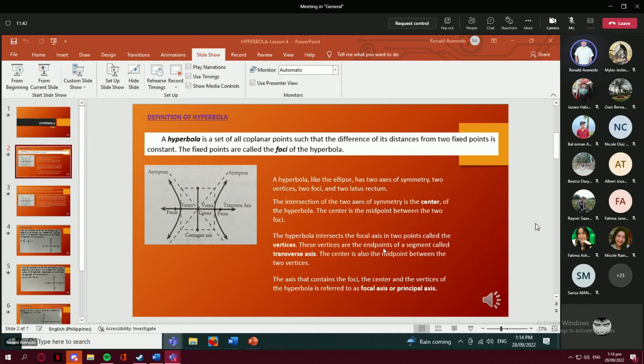Then these two, the rectangle and the asymptotes, are not part of the hyperbola, but they are just guides. The asymptotes would serve as the limit, or the graph will just approach that part, but it will never touch. It cannot go beyond.